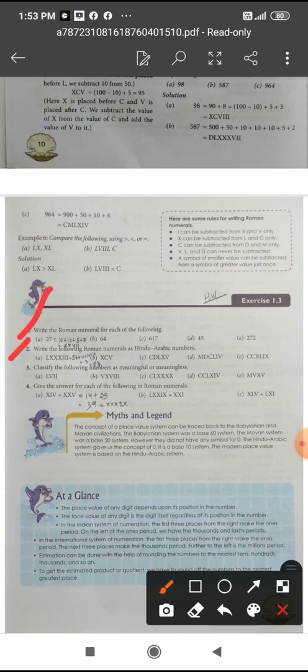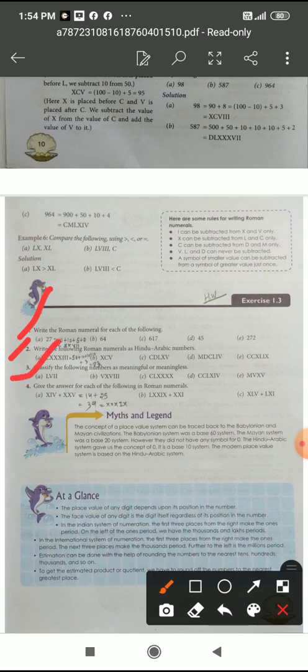Then comes to number 2. Write the following Roman numerals as Hindu Arabic numbers. Here children, Roman numbers are there. We have to write Hindu Arabic numbers. 2A you see. L triple X triple I. L means 50. Then triple X means 10 plus 10 plus 10. Then triple I means 3. Then you add. Then you get your answer. Like this children you complete the other bits.